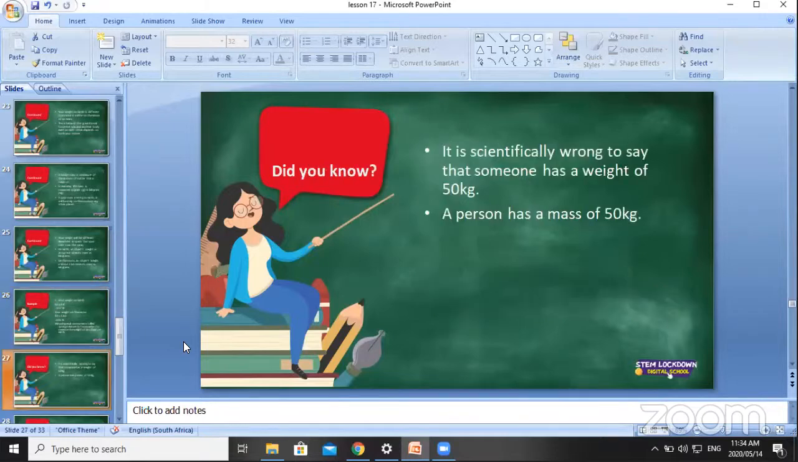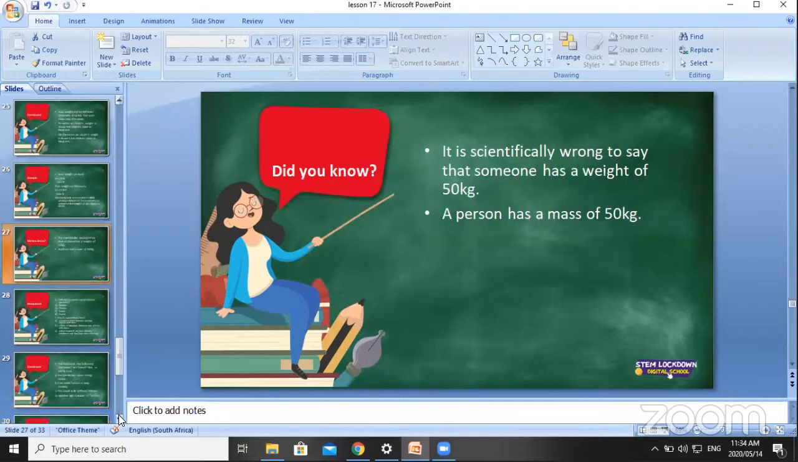Grade 9s, did you know it is scientifically wrong to say that someone has a weight of 50 kg? A person has a mass of 50 kg, not the weight of 50 kg. Are we clear on that one? Yes, you're in grade 9 and you've been taught by Mr. Mbata natural science. Don't embarrass him next time. Yes, thank you very much.